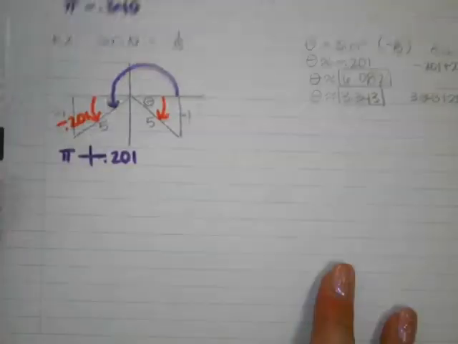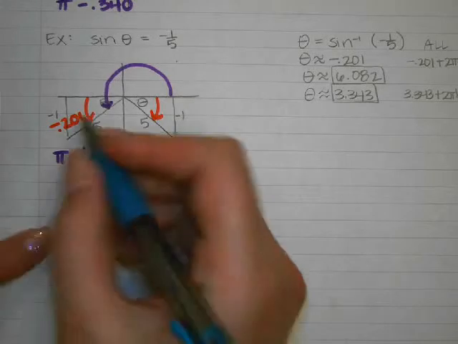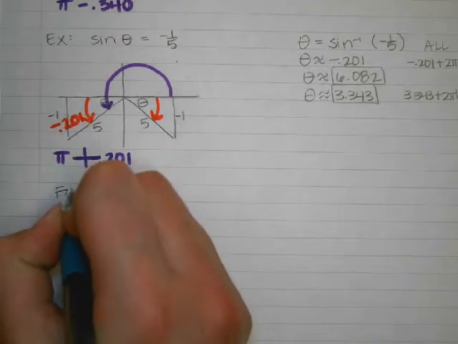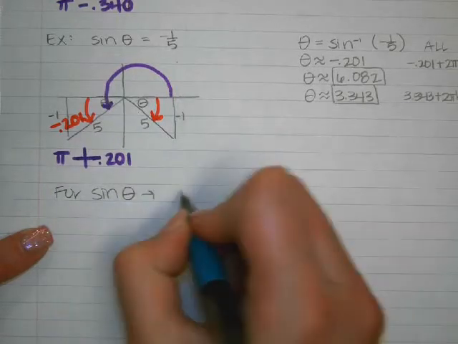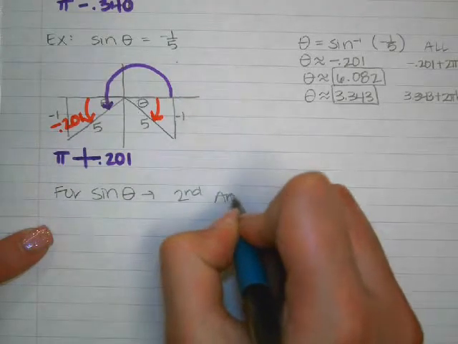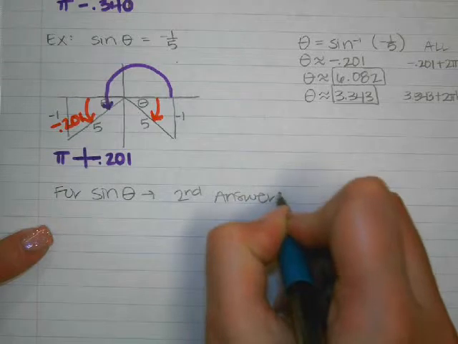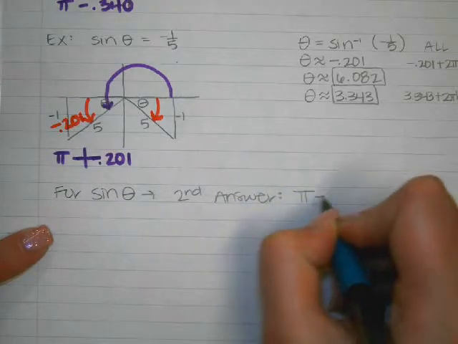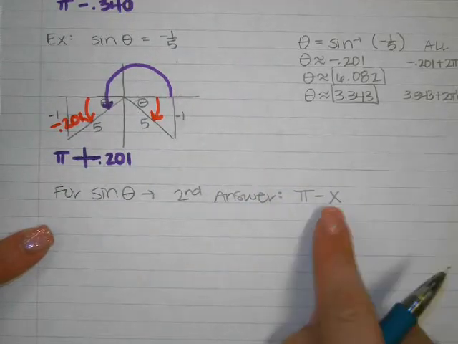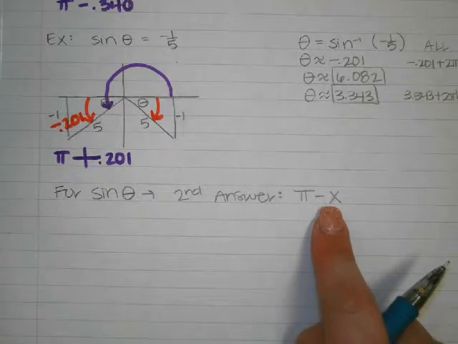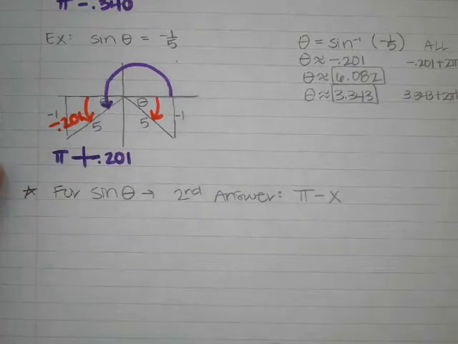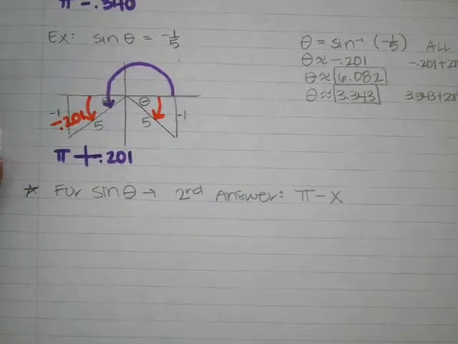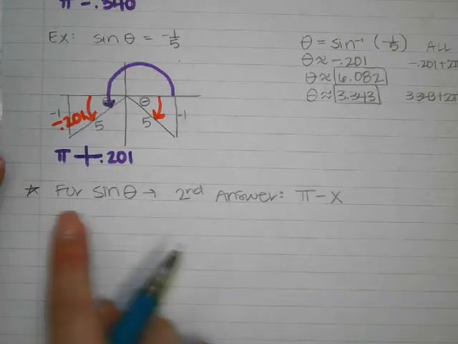So our first shortcut says for sine, the second answer is pi minus x. And what I mean by x is the answer you stored in your calculator when you first did the problem. Okay, so this is our first shortcut. Star it, make it in bold, underline it, do something. We're going to memorize this shortcut.